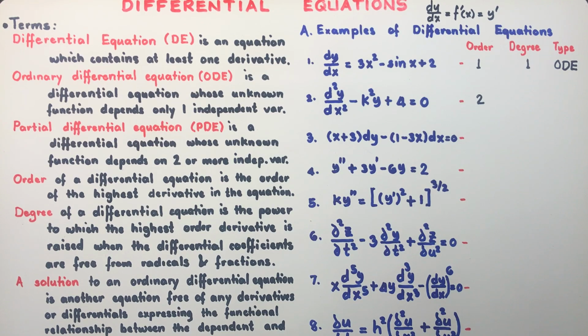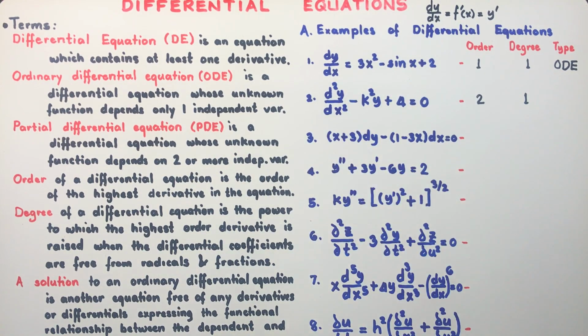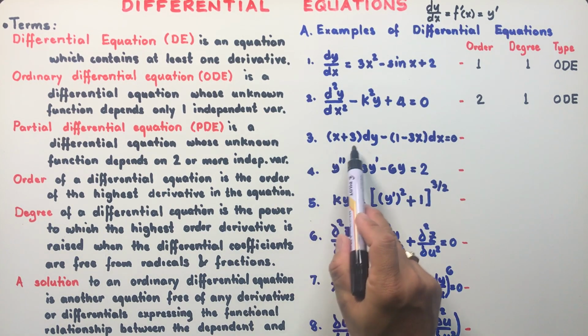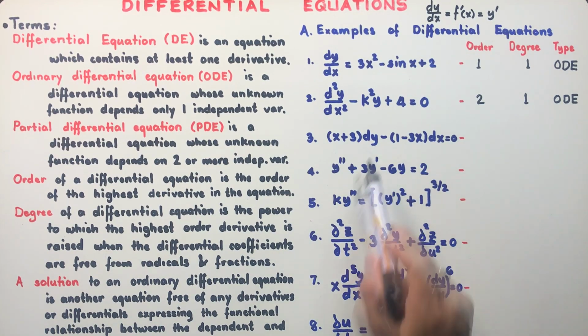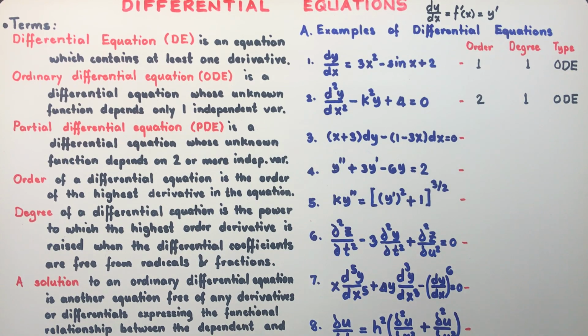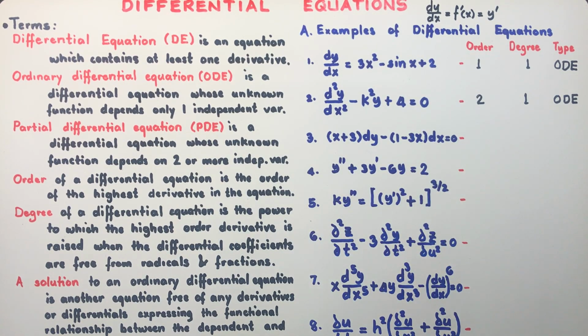But what is the degree of this differential equation? The degree is 1 because the exponent of the second derivative of y with respect to x is 1. And what type of differential equation is this? This is an ordinary differential equation. Number 3, the quantity x plus 3 times dy minus the quantity 1 minus 3x times dx is equal to 0. So this is another example of a differential equation.